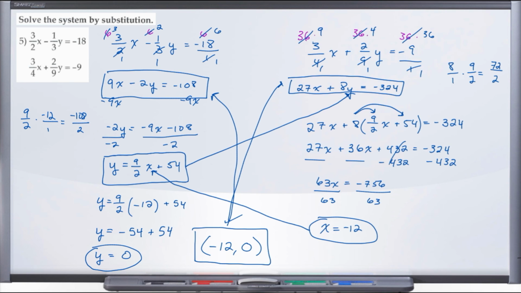But our solution here with number 5 is negative 12, 0. I'll see you at question number 6.